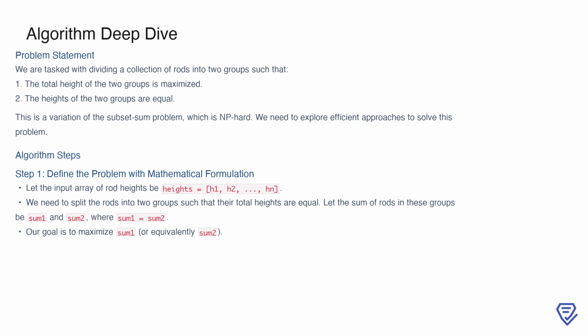First, we can define the problem mathematically. Let's say the rods are represented as an array of heights equals h1, h2, ..., hn. We need to partition these rods into 2 groups such that the sums of their heights, sum 1 and sum 2, are equal. That is, sum 1 equals sum 2. At the same time, we aim to maximize the value of sum 1 or sum 2 since they're equal. This gives us a clear optimization goal and sets the stage for exploring potential solutions.